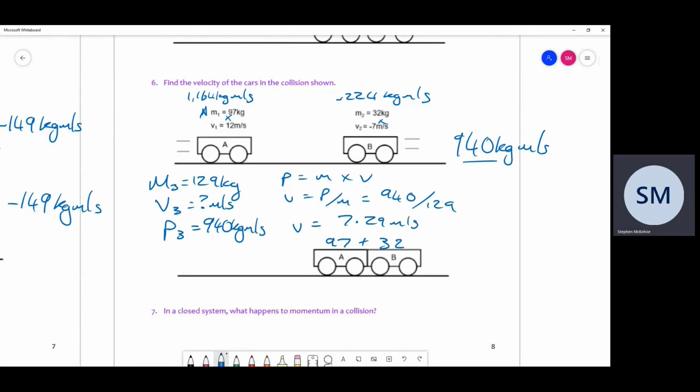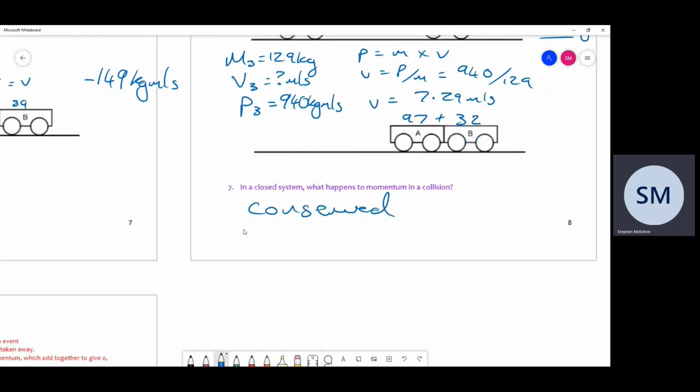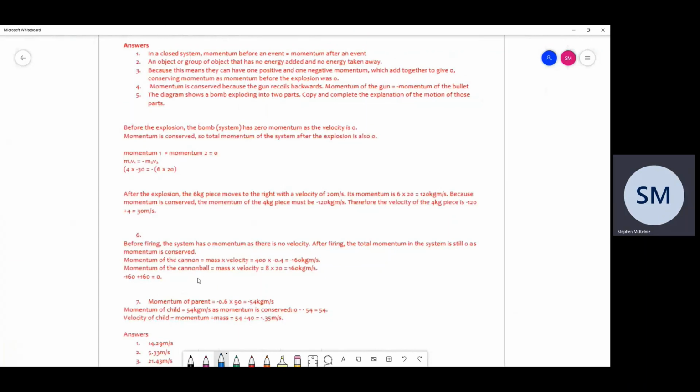Velocity of 7.29 meters per second. In a closed system, what happens to momentum in a collision? It is conserved. The same amount of momentum at the start as the end. Here are all the answers for all the questions, so you can pause now and have a look. And here are the answers for all the maths.